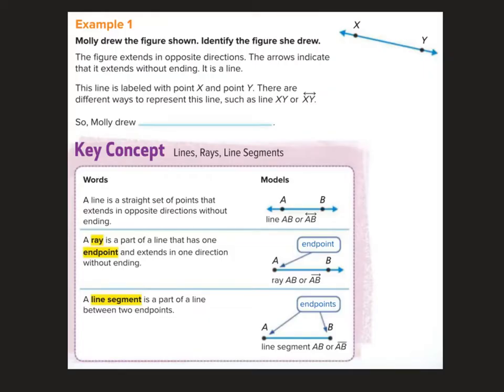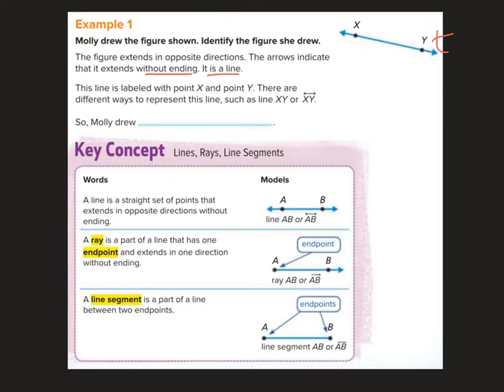Molly drew the figure shown. Identify the figure she drew. So the figure extends in opposite directions, right? The arrows indicate that it extends without ending. So it goes on forever in both directions. So this is a line.